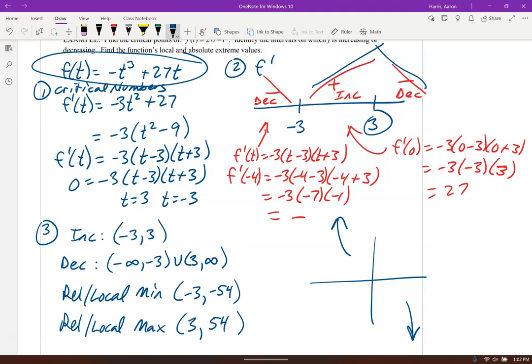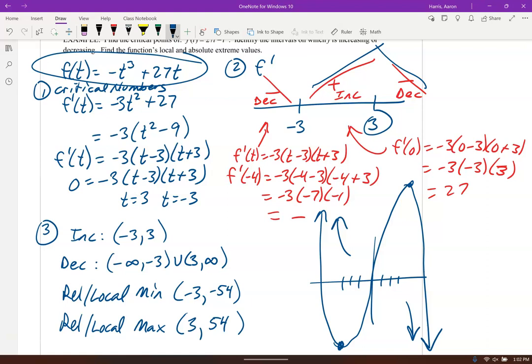Then it'll come clear down to negative 3, negative 54. And remember, it's decreasing up until then. So it's decreasing to there, and then it'll increase clear up until 3, 54. So go way up to the 3, 54, and then it's got to drop way back down.